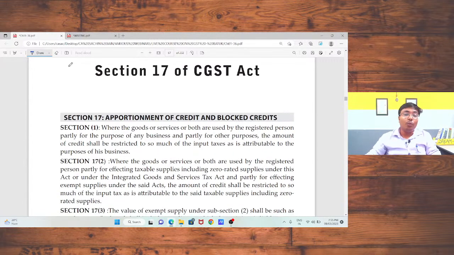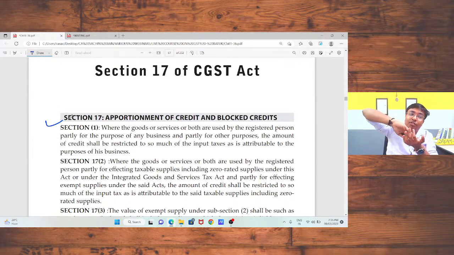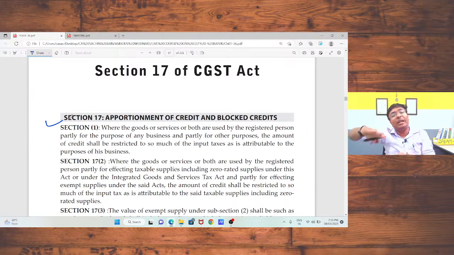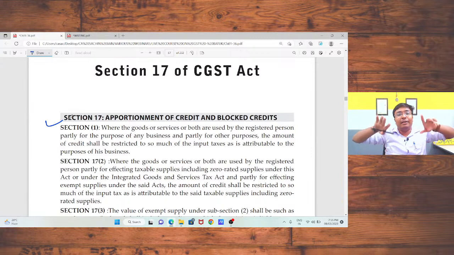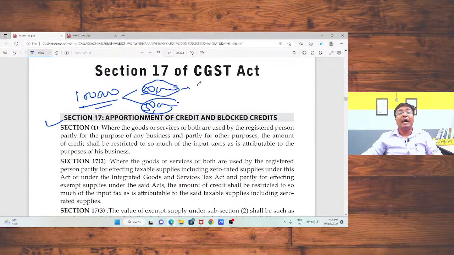Section 17 subsection 1 says that where someone is buying a certain product and using it in the course or furtherance of business for business purposes as well as for personal purposes, in that case he is eligible to take the input tax credit related to business purpose only. That means if I bought a certain product for 1 lakh rupees and I use 50,000 for my business purpose and 50,000 for my personal purpose, I am eligible to take input credit for the business purpose only.